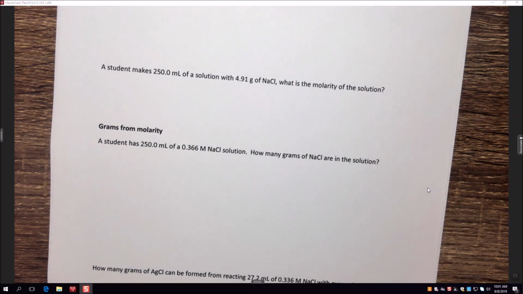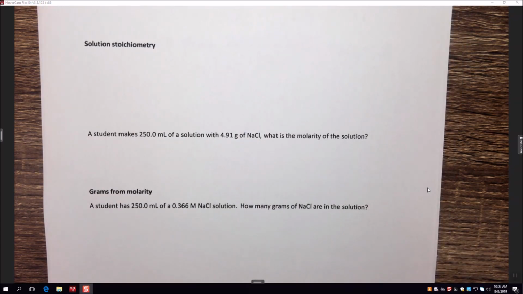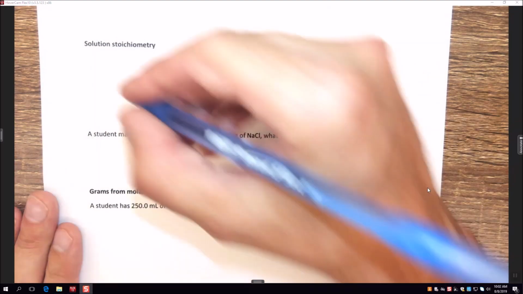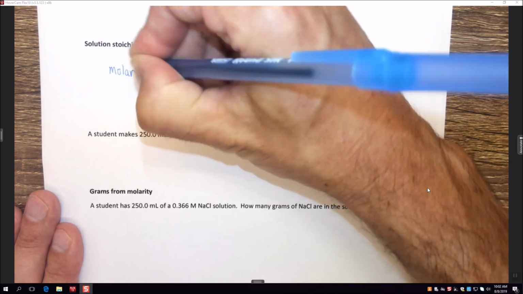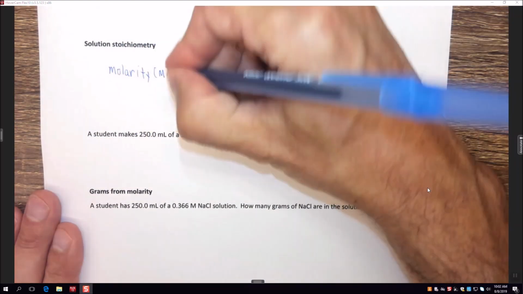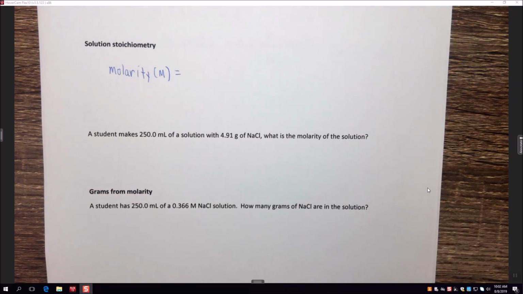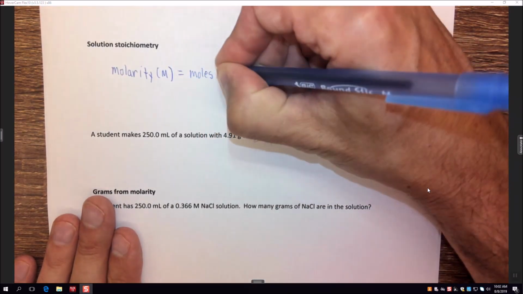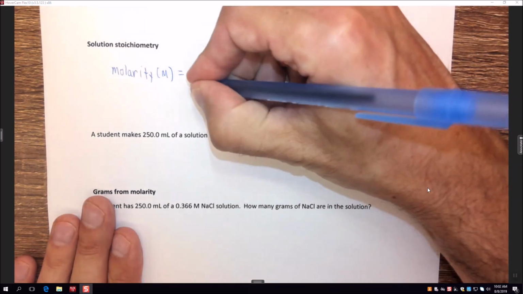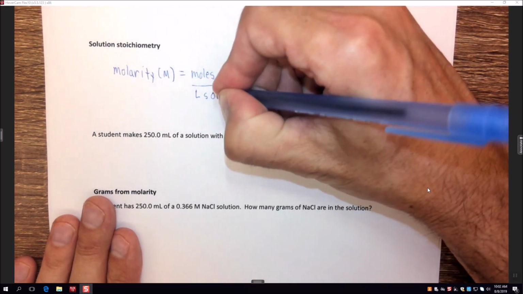And in solution stoichiometry, we need to basically use concentrations of solutions. And the specific concentration of a solution that we use is something called the molarity. And molarity is abbreviated big M. And this is a quantitative unit for concentration as opposed to qualitative things like concentrated and dilute. But this is moles of solute, the thing that is dissolved, divided by liters of solution.